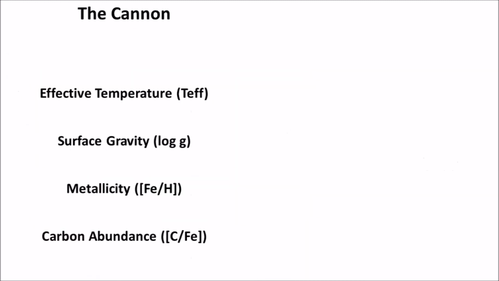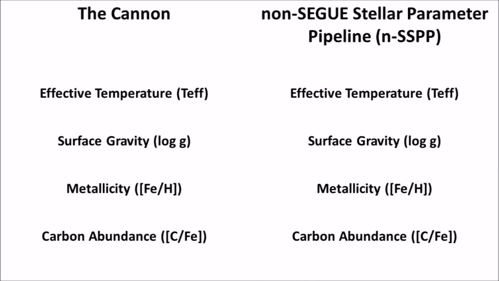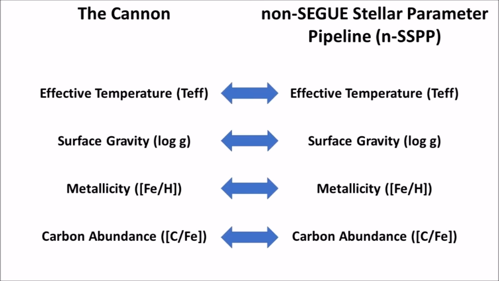In future work, the Canon will be applied to observed spectra and used to analyze stellar properties for stars. Other tools exist, such as the non-SEGUE Stellar Parameter Pipeline, to predict a star's properties, and can be used to compare predicted values with the Canon's predictions. Being able to compare stellar properties allows researchers to only manually check the stars which do not have the same predicted properties.